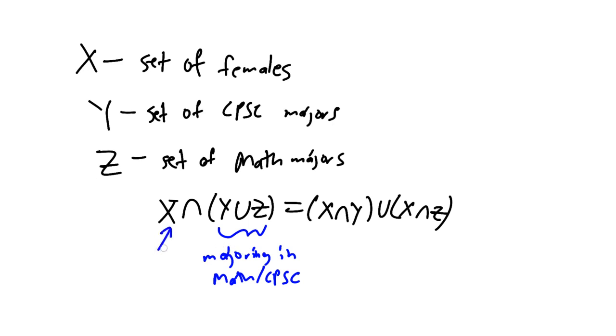Okay, and then X is the set of females. So if I take the set of females and I intersect it with the people who are majoring in math or computer science, then essentially what I'm getting here is the female geeks.